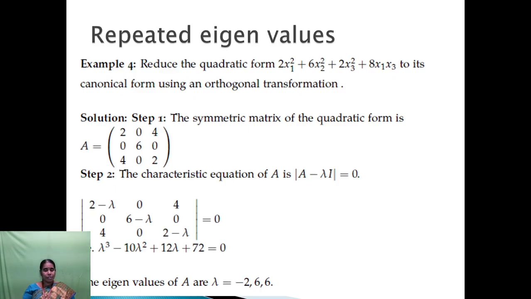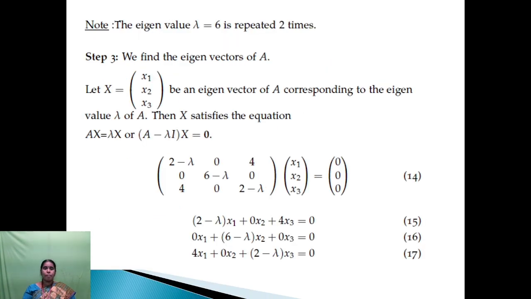As the eigenvalues are repeated, we first find the eigenvector for the non-repeated eigenvalue, which is minus 2. For minus 2, we calculate the eigenvector. Next, for 6, we have to calculate the eigenvector. On comparing these two eigenvectors, we are going to calculate the third one. Let's move on to the sum. The eigenvalue lambda equal to 6 is repeated. We just have to note which one is repeated.